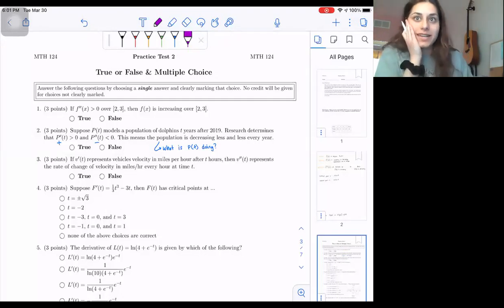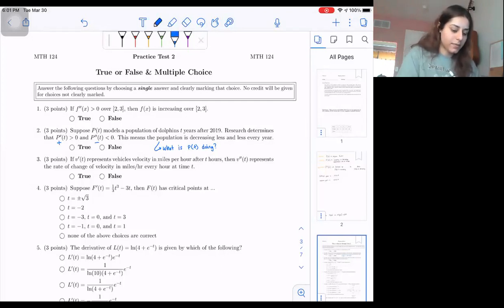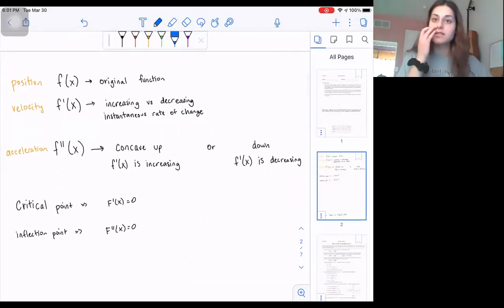Okay, so number 1, if the second derivative is greater than 0, so if the second derivative is positive over the interval 2, 3, then f of x is increasing over 2, 3. Okay, so what does the second derivative tell us? It tells us concavity, right? We know that the first derivative tells us velocity, so instantaneous rate of change. Is it increasing or decreasing? And the second derivative tells us concavity. Is it concave up or concave down?